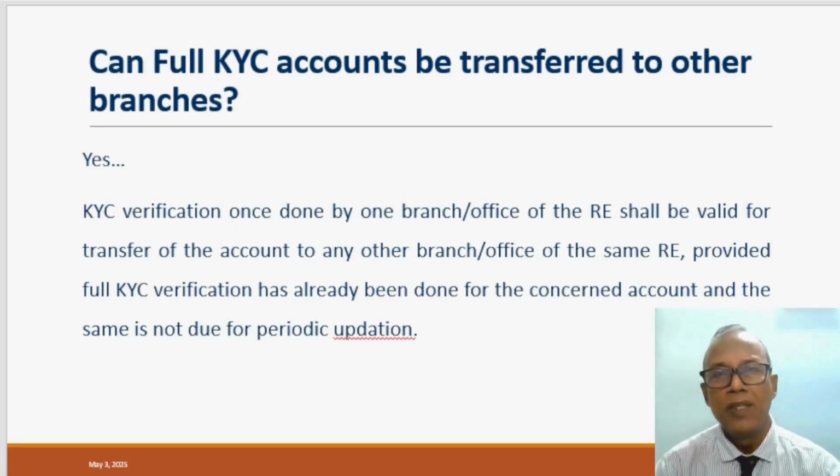Transferability of full KYC accounts. When the permanent address of a customer, as mentioned in the official valid document, is not changed, but the temporary address is changed due to transfer or posting, his full KYC account verified by one branch of a regulated entity can be freely transferred to any other branch or office of the same institution, provided KYC is up to date and not due for periodic review.